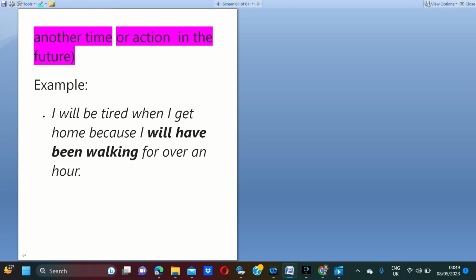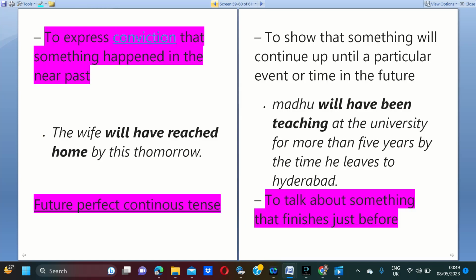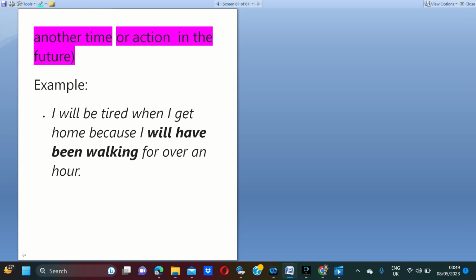See, which action happens earlier? I'll be tired happens first. Next, which is the other one? I get home. Before getting home, I will be tired. So here, to talk about something that is finished just before another time or another action. See, this action is finished earlier. Then I get home. I'll be tired is finished earlier, then I get home, because I will have been walking for over an hour.